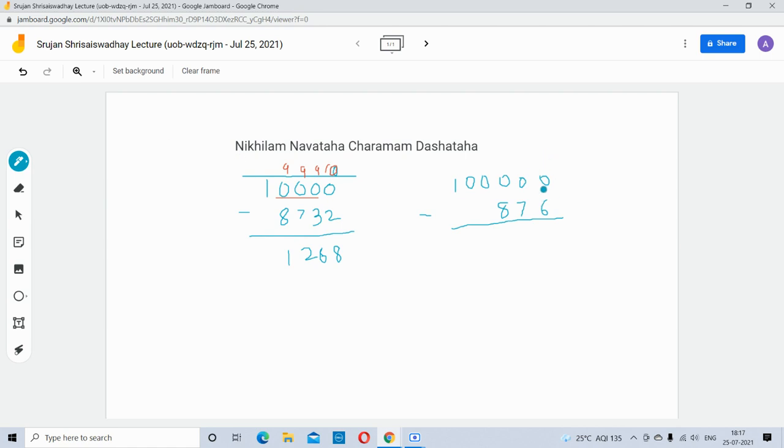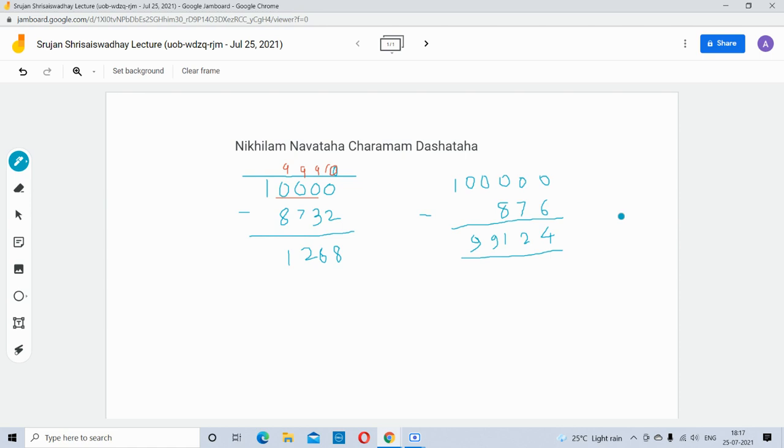Charamam Dashatah: 10 minus 6 is 4. This is 2. This is 1. Here it is 9 and here it is 9. So the answer comes out to be 99,124. So this is how you are going to do it in the simplest way.